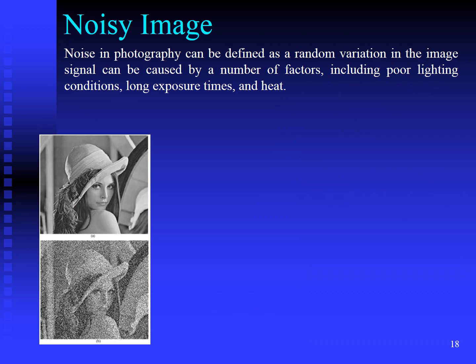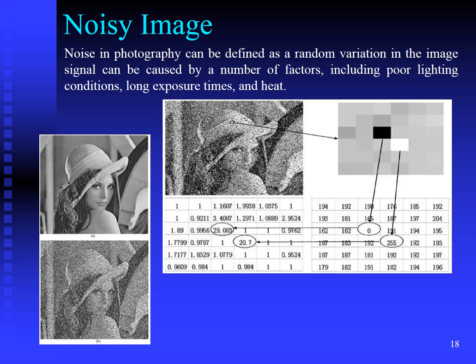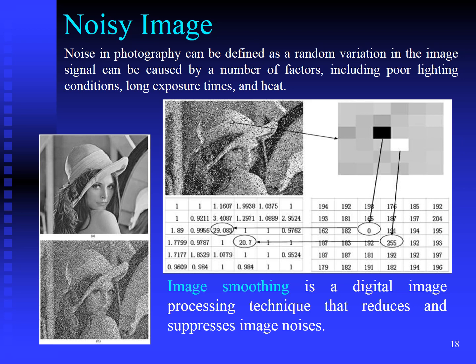Noisy image. Noise happens for many reasons, including poor lighting conditions. If you want to remove noise, you need smoothing filters, or we call them smoothing techniques. Here you can see a noisy image pixel value and the true image pixel value in that neighborhood. The true image pixel value is 255 and the noisy image at the same place is 20.7.